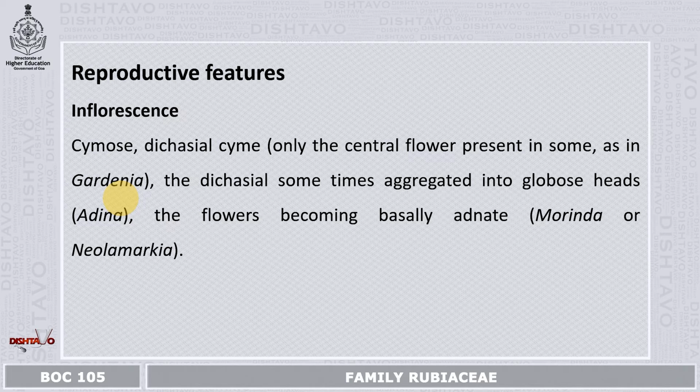Reproductive features of this family Rubiaceae are: inflorescence cymose. Dichasial cyme is seen in case of Gardenia, where only the central flower is present and the lateral flowers are reduced. In certain other plant members, the dichasial cyme sometimes aggregates into a globose head, which is seen in case of Adina, and in some other plant species of family Rubiaceae, flowers become basally adnate. This is seen in case of Morinda or Neolamarckia.